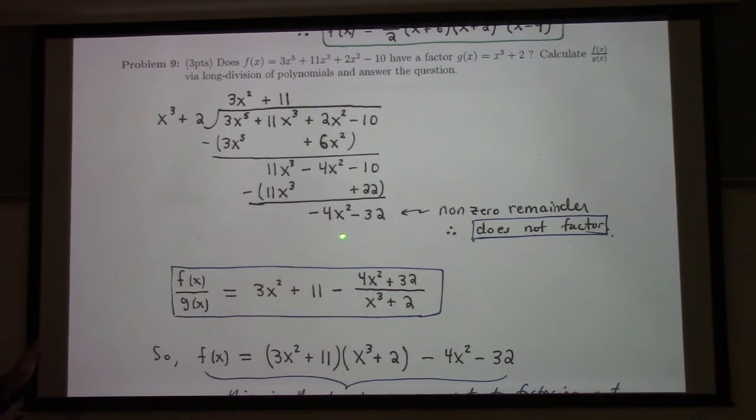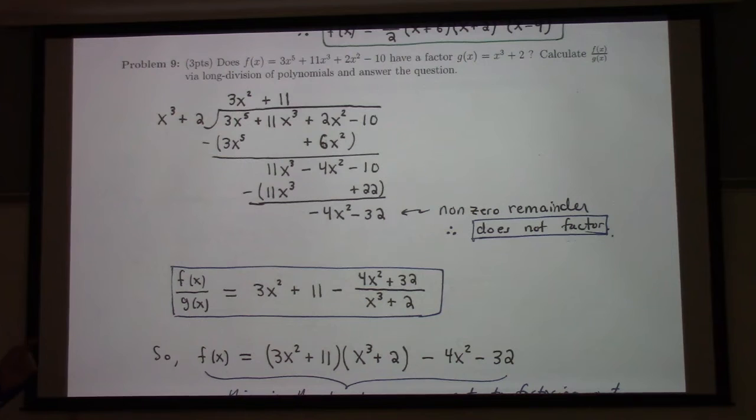I'm done here. Why am I done here? Because the degree of this remainder right here is 2. What's the degree of my divisor? It's 3, right? So once the degree of the remainder is smaller than the degree of the divisor, that means the long division is done, because you can't subtract from this a multiple of that, right? That just doesn't work. To quote my community college professor, this dog does not hunt. Anyway, so non-zero remainder, that means it does not factor.